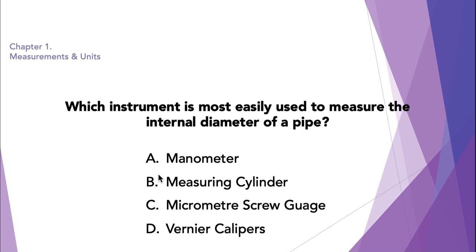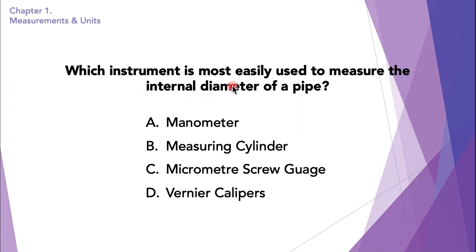Next question. Which instrument is most easily used to measure the internal diameter of a pipe? Pause the video and find out the answer. Of course, the answer is Vernier Calipers, because only the Vernier Calipers has jaws to measure an internal diameter. A micrometer screw gauge cannot measure the internal diameter of a pipe, neither can a measuring cylinder or a manometer. Vernier Calipers is the right choice because it has jaws which measure the external and internal diameter of a pipe.